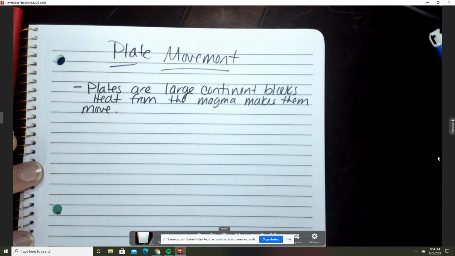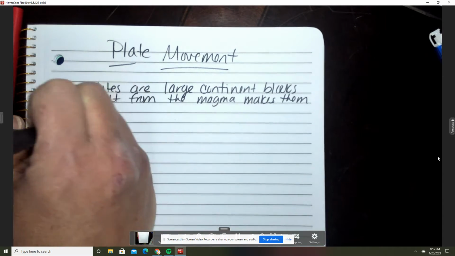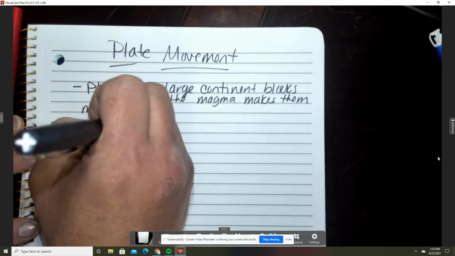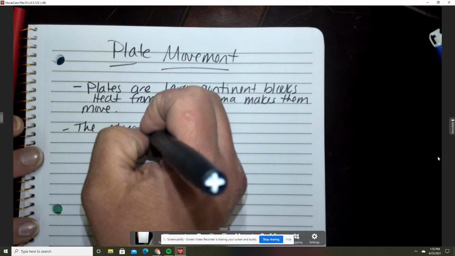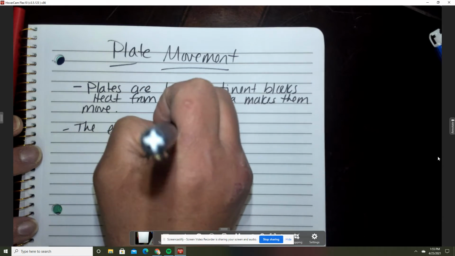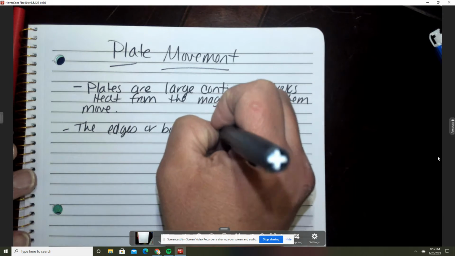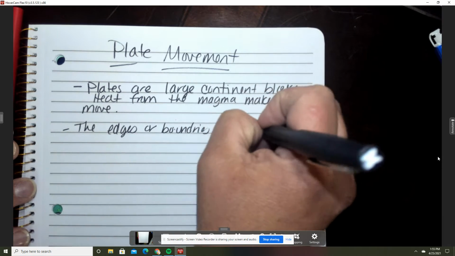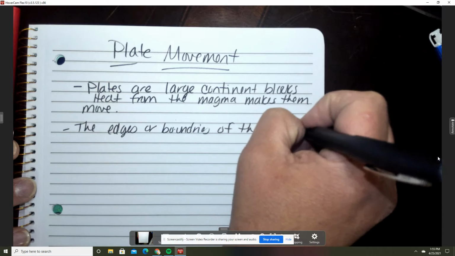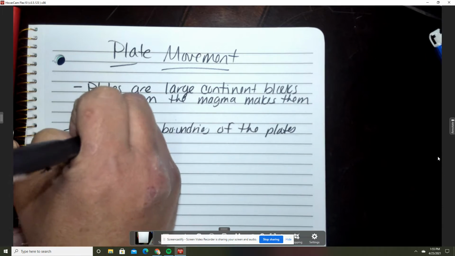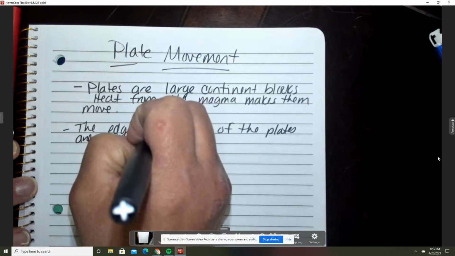So you can think of it like a bowl of cereal, and you've got like those couple Cheerios left, and they're just moving around freely. That's the way the plates are. So they push, they scrape. The edges or boundaries of the plates are called faults.